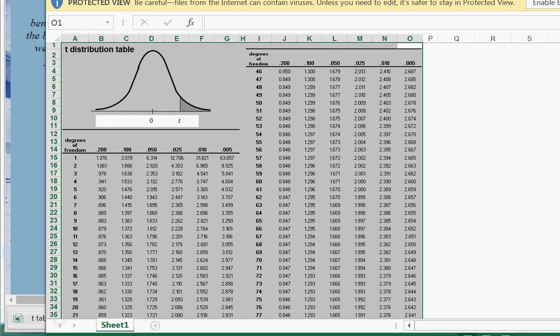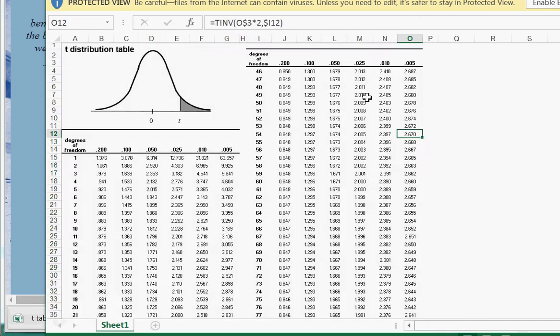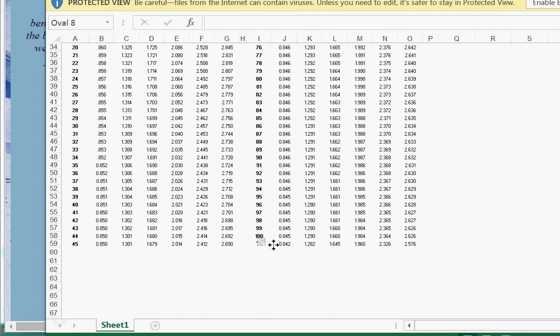Do you guys remember this table? Right? Down here, 101 in degrees of freedom is considered infinity, right?